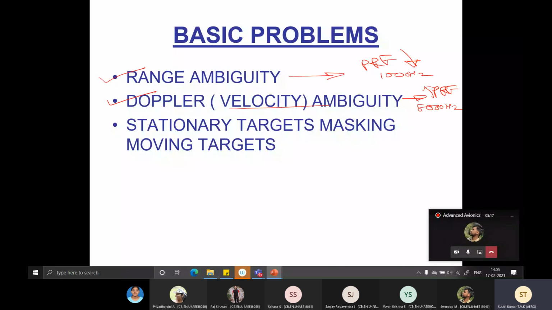Now the third problem is, how do you distinguish stationary targets from moving targets? Like I told you last time, when an aircraft is flying very close to the hilltop, the reflection from the hill is going to be much greater than from the aircraft. So the aircraft echo gets masked. How do we differentiate the moving target from the stationary target? That is the third challenge in radar design.